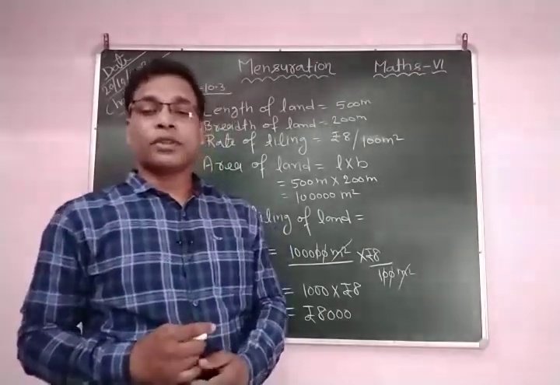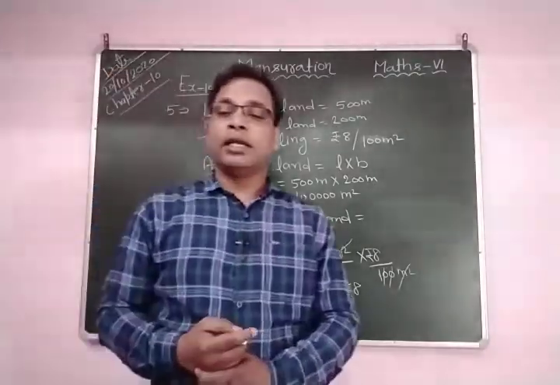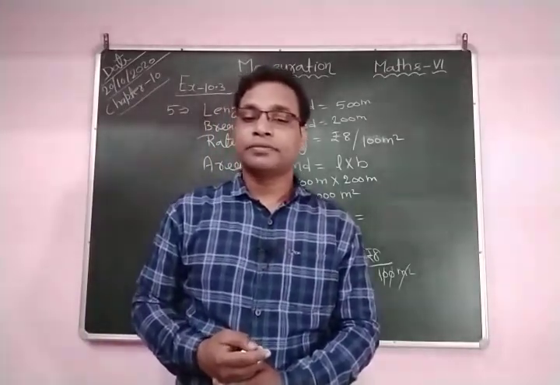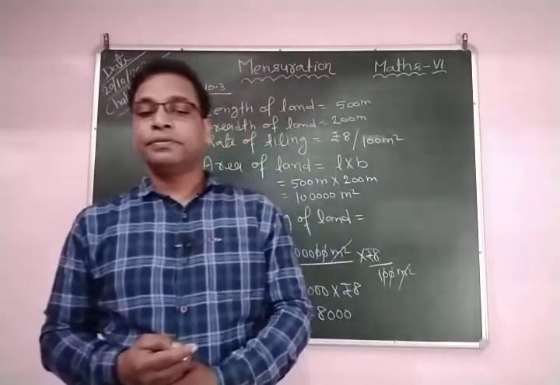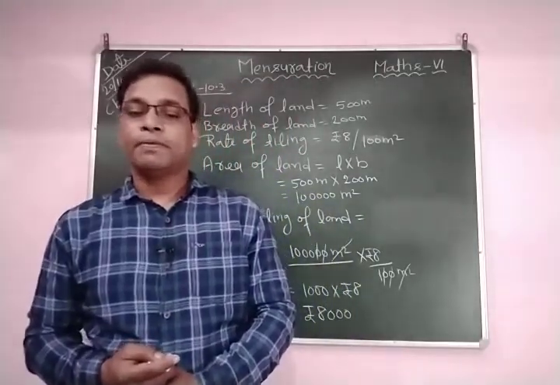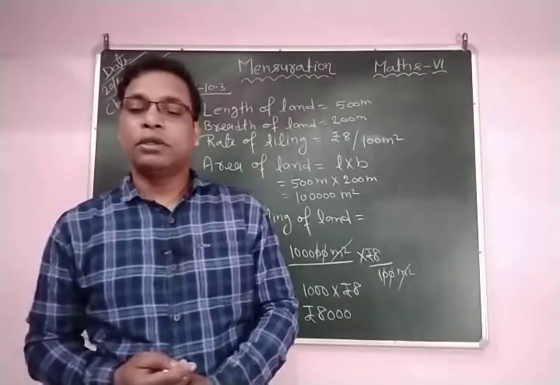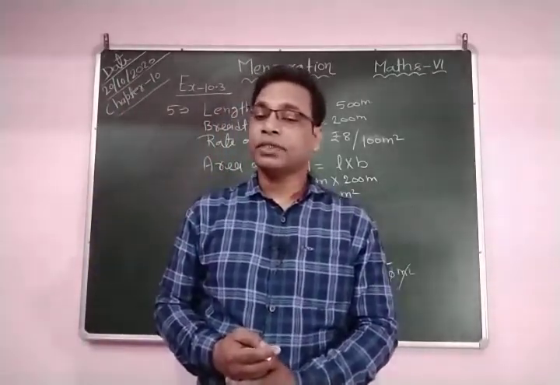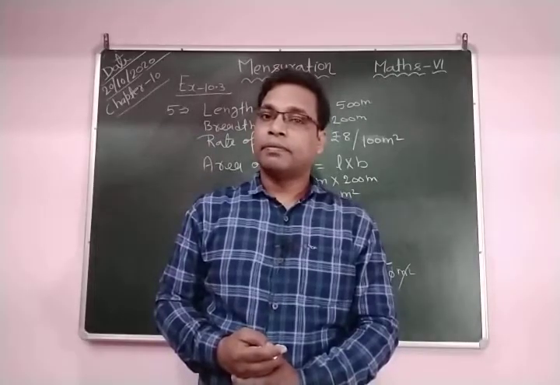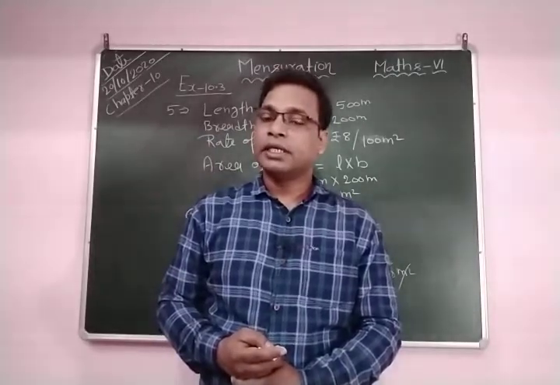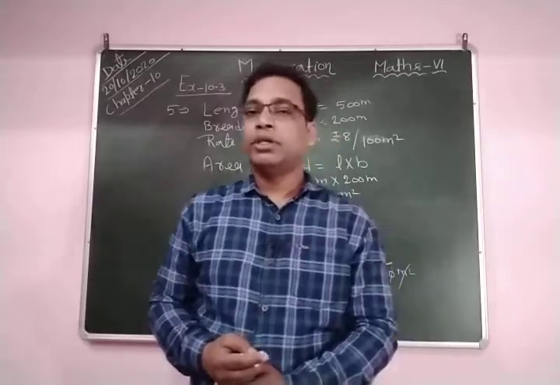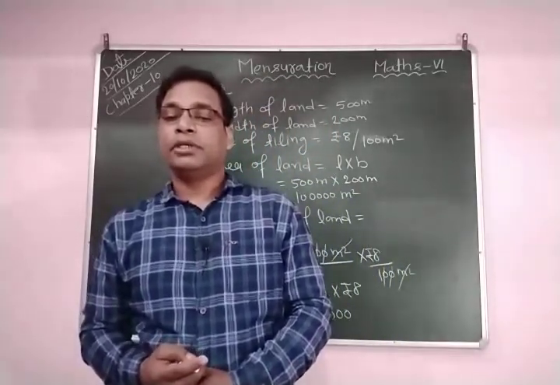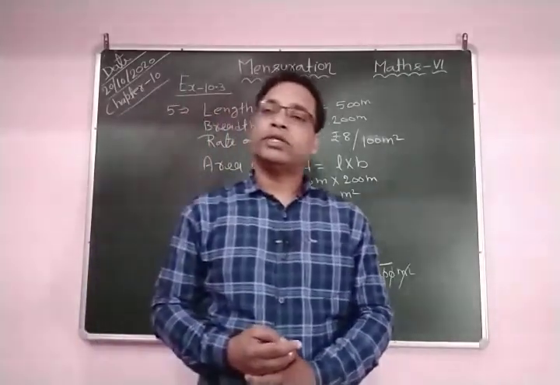Now we are going to discuss the next question. Question number 6: a tabletop measures 2 meter by 1 meter 50 centimeters. What is its area in square meters? Here the dimension of the tabletop is given. Length of table is 2 meter and the breadth of table is 1 meter 50 centimeters. So you need to find the area in square meters.